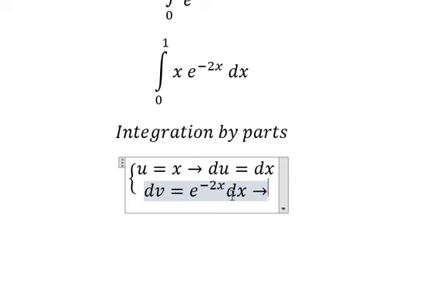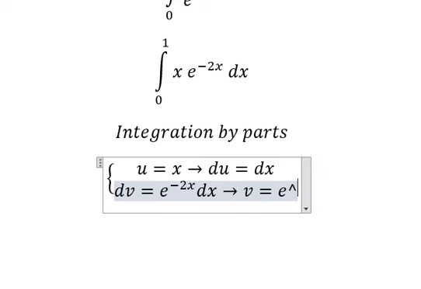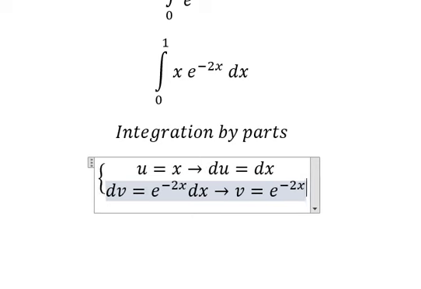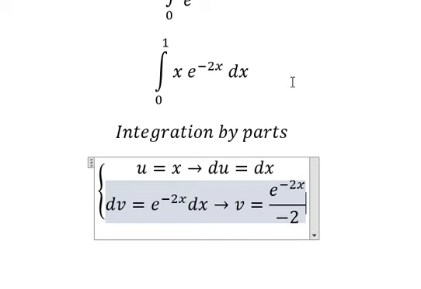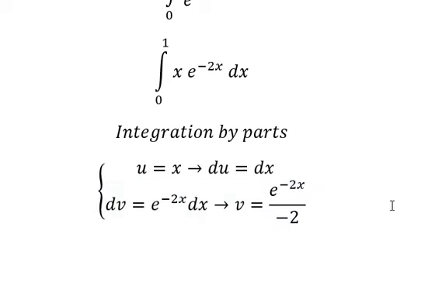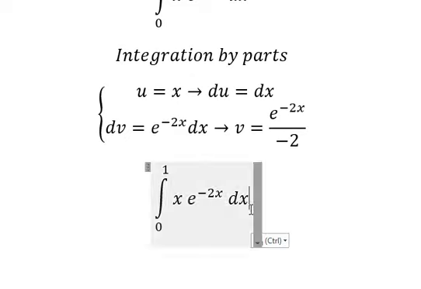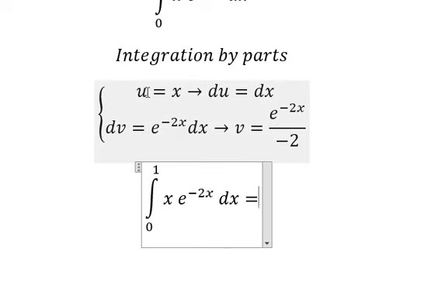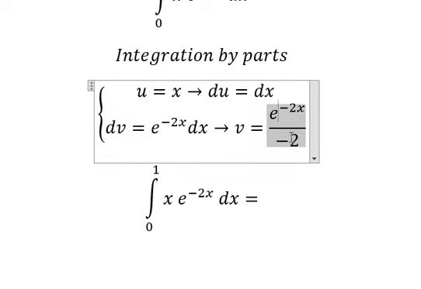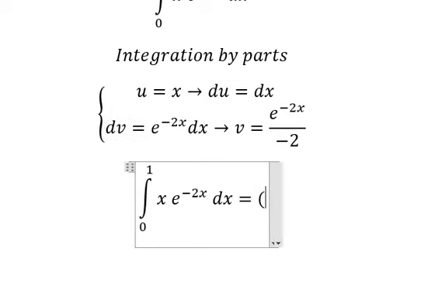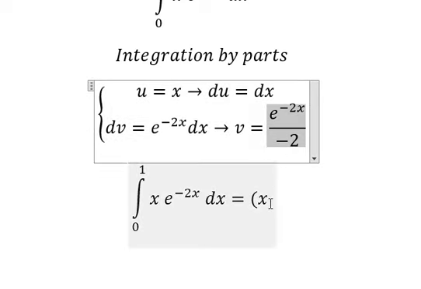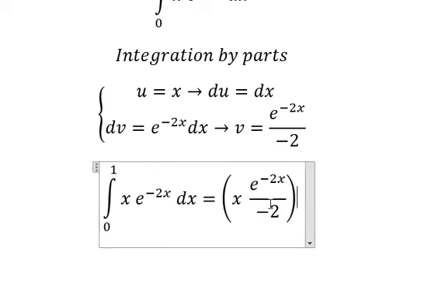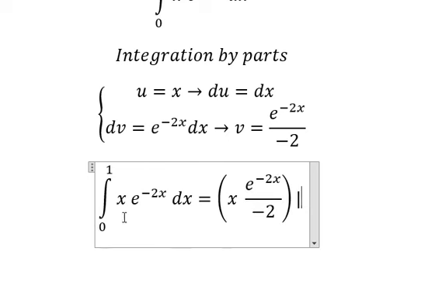So the integration of this one, we have v equals e to the power of negative 2s over negative 2. Next, we have u multiplied by v, so we have s multiplied by this one. Now we put the bounds from 0 to 1.